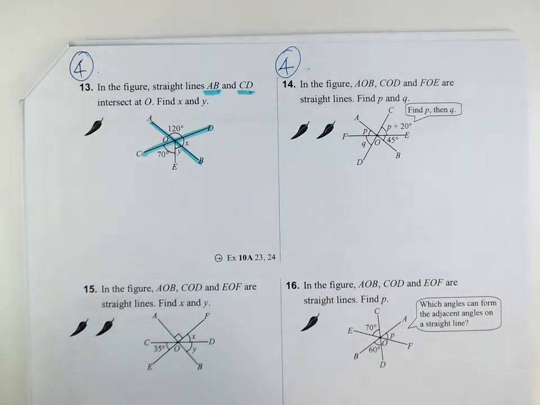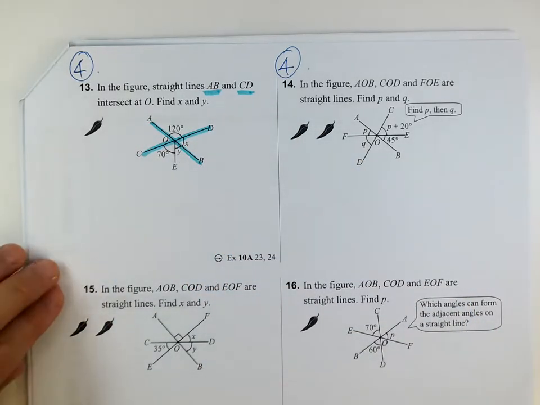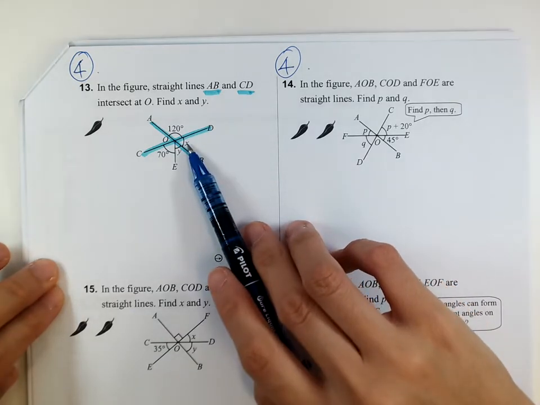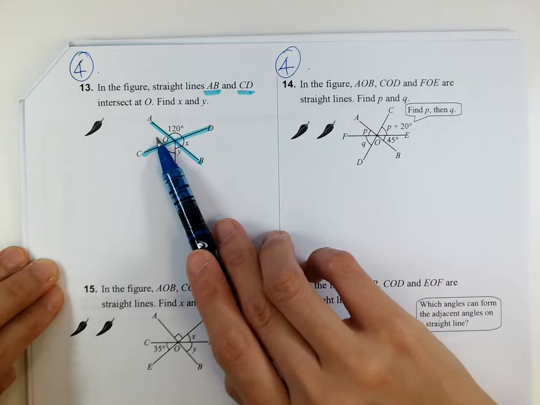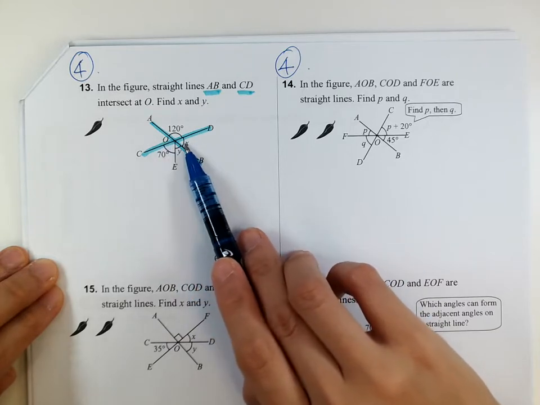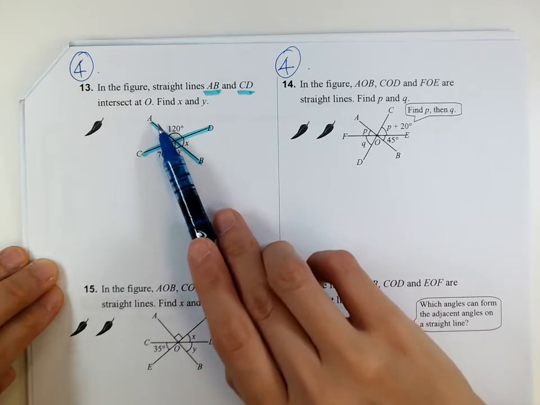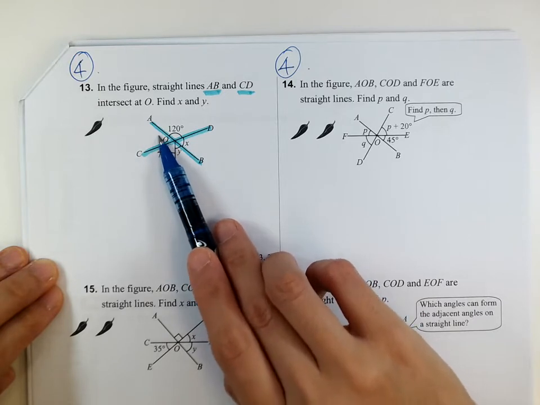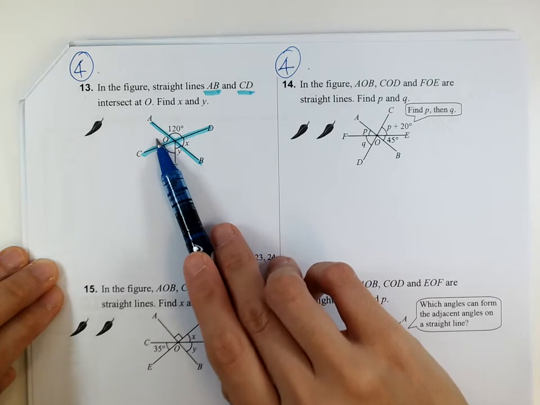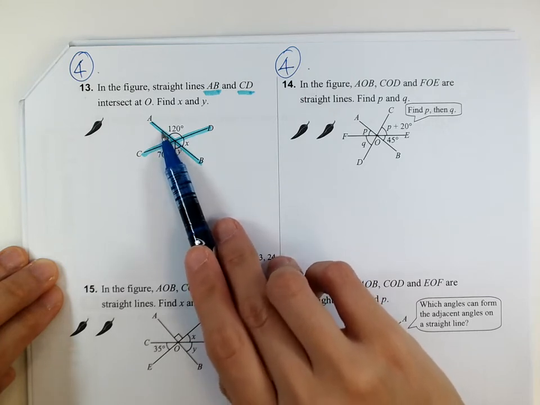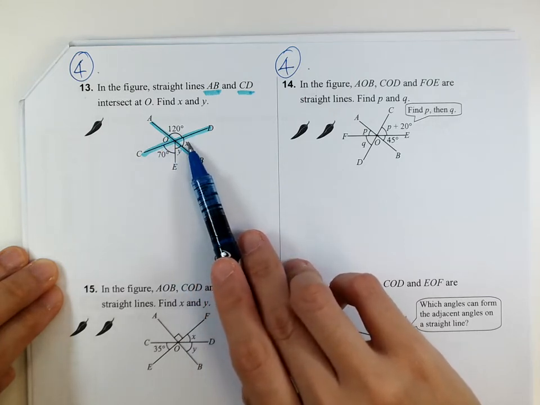Okay, you can highlight it as I do. So let's take a look. Here we need to find the x and y. So x, if you use the vertically opposite angles, x will be equal to angle AOC, which is this angle. However, we don't know the size of this angle. Therefore, this time we won't use the theorem about vertically opposite angles.